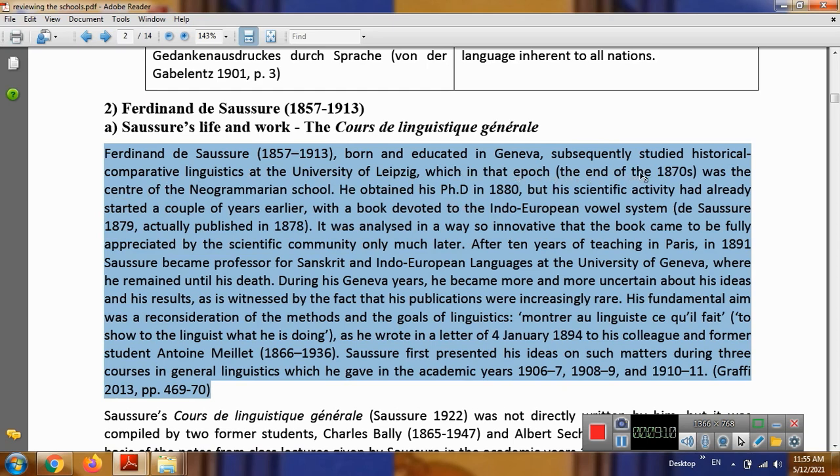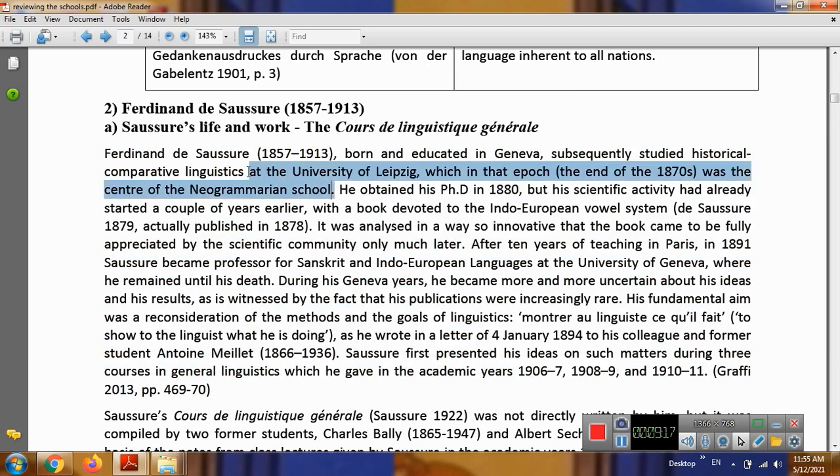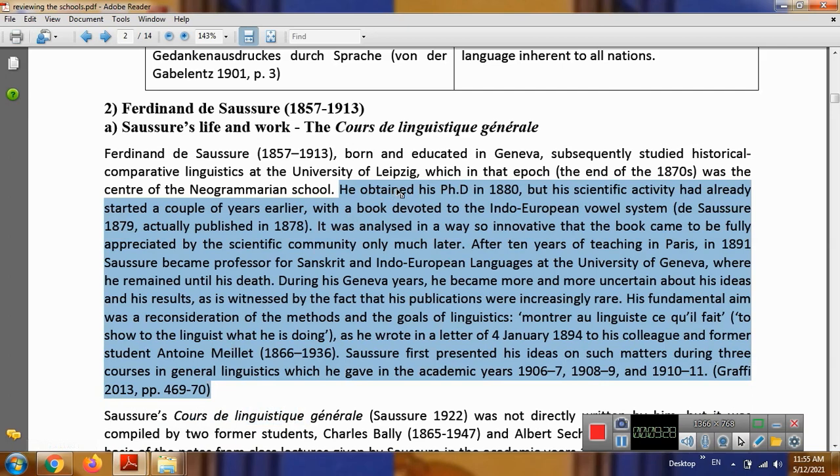that epoch, at the end of the 1870s, was the center of the Neogrammarian school. Okay, you know, in the 19th century we will deal with the Neogrammarian school, and at that time in Leipzig this school was dominant. He obtained his PhD in 1880, but his scientific activity had already started a couple of years earlier, with a book devoted to the Indo-European vowel system, which was published in 1878. It was analyzed in a way so innovative that the book came to be fully appreciated by the scientific community only much later.